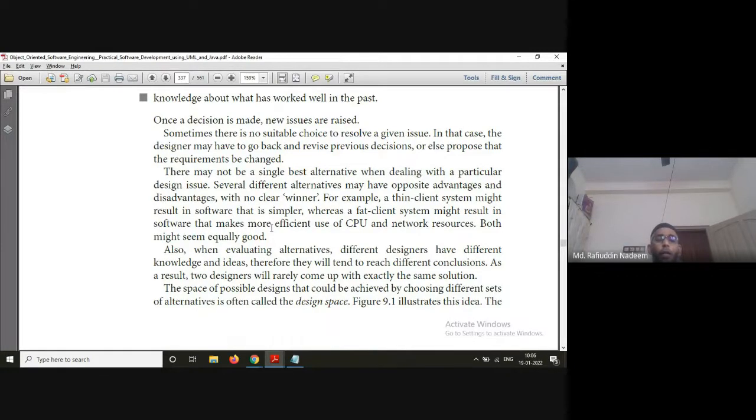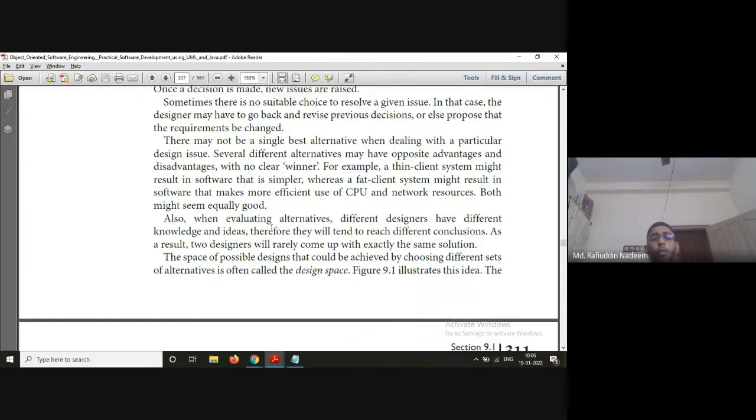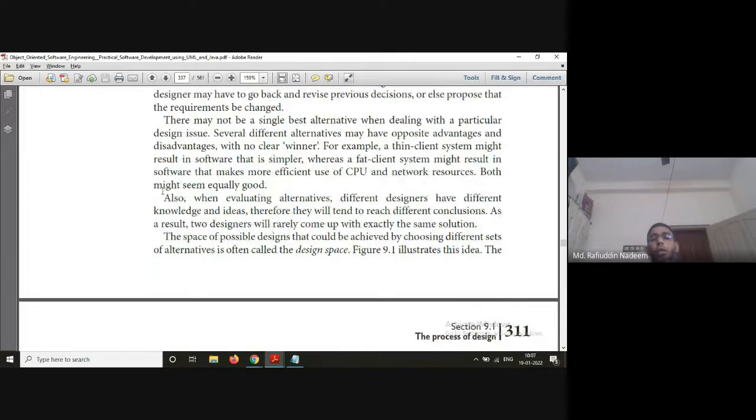So when evaluating alternatives, different designers have different knowledge. Now again, this is also an issue. No two people will have the same idea. Why? Because according to their past experiences and their knowledge, different designers will have different ideas, and therefore they will tend to reach different conclusions. So I may come up with a different conclusion, and you may come up with a different conclusion. Again, it would be a problem. So no two designers will rarely come up with an exact solution.